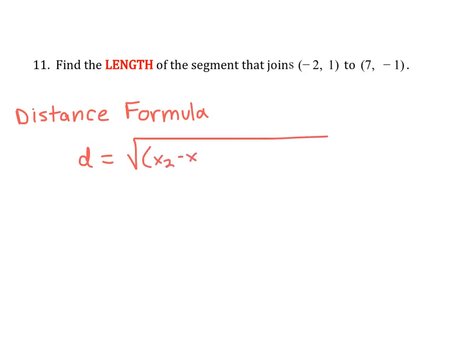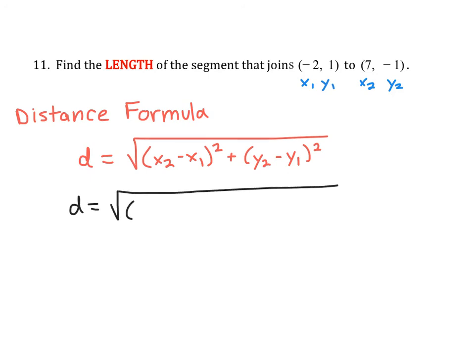So that distance formula is the square root of x2 minus x1 squared plus y2 minus y1 squared. So I always like to start by labeling our points, x2, y2, and x1, y1. So it helps when we're substituting, so we avoid small mistakes. So x2 is 7, and I'm doing minus -2, so it becomes plus 2 squared. y2 is -1 minus 1 squared.